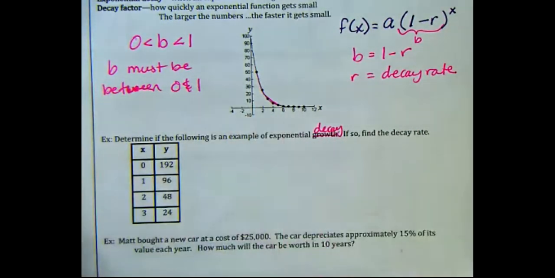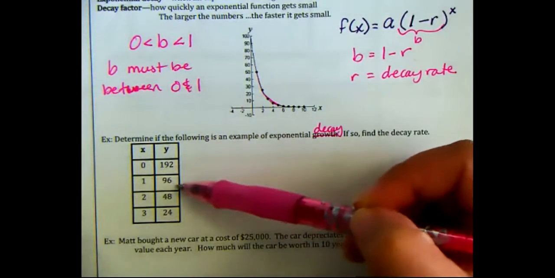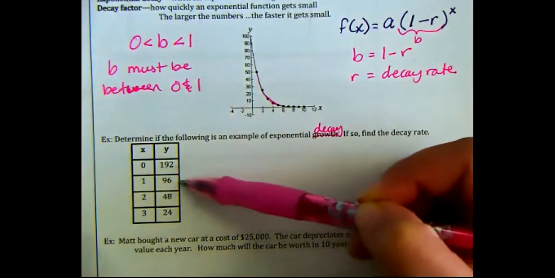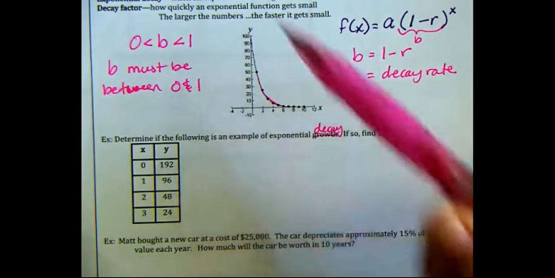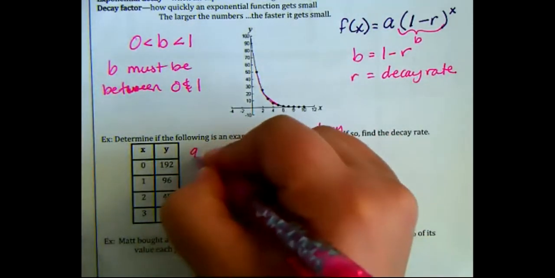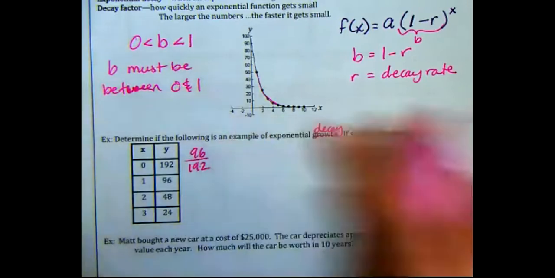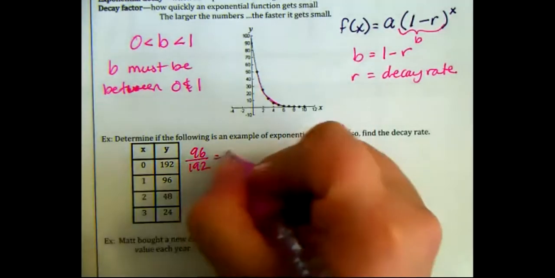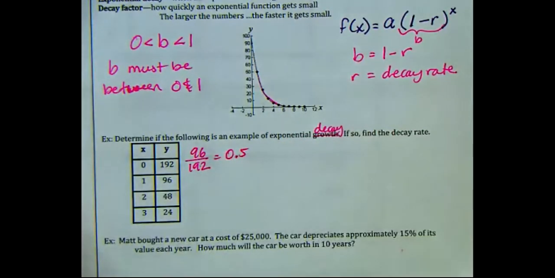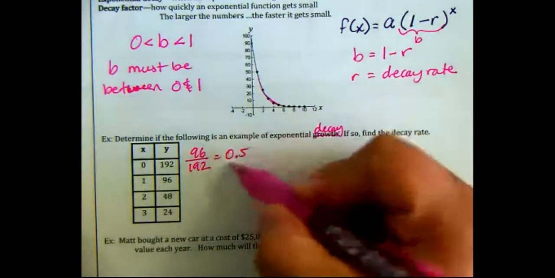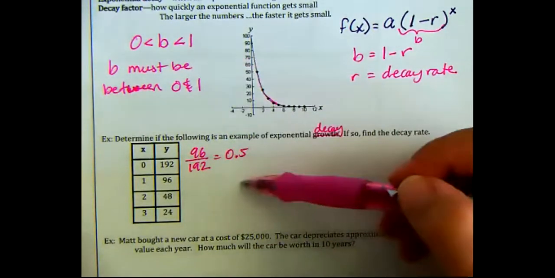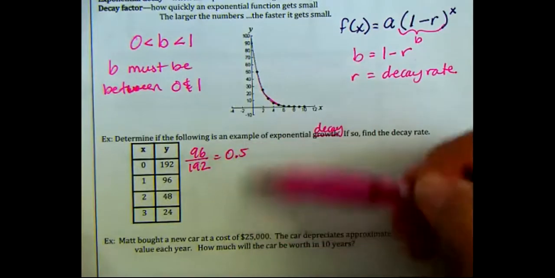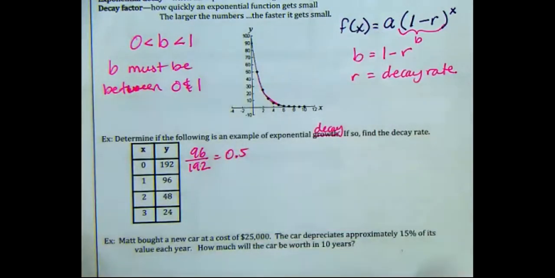And I'm going to do the same thing. It's not about big or small, right? It's about second over the first, third over the second, fourth over the third. So in this situation, I'm going to do 96 over 192. 96 over 192 is 0.5. And notice how it's between 0 and 1. So if the rest of them are 0.5, then I do have an exponential decay happening here.